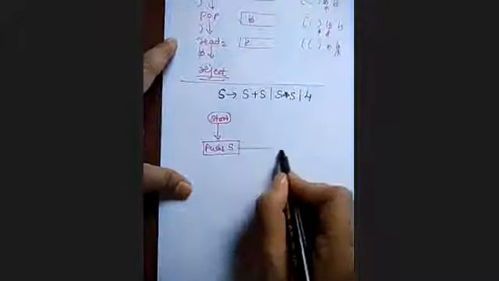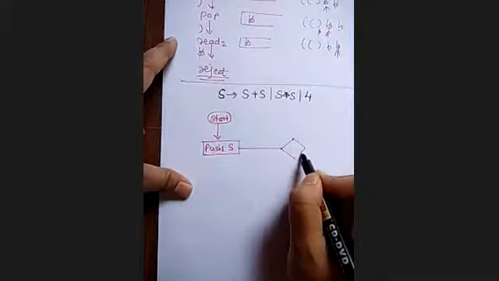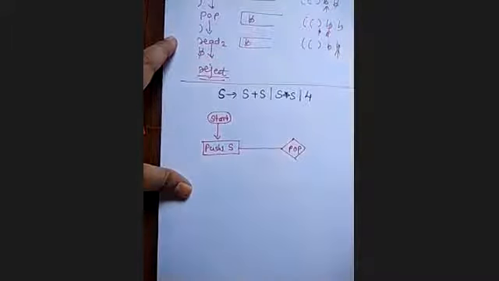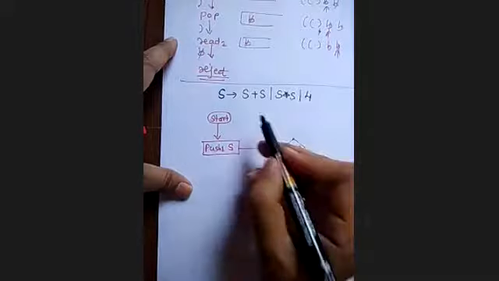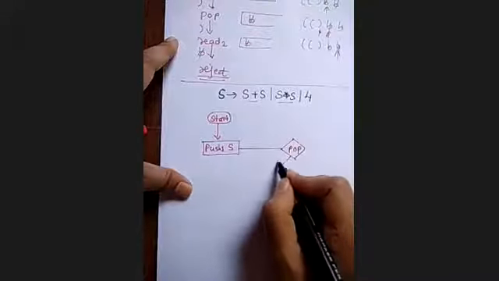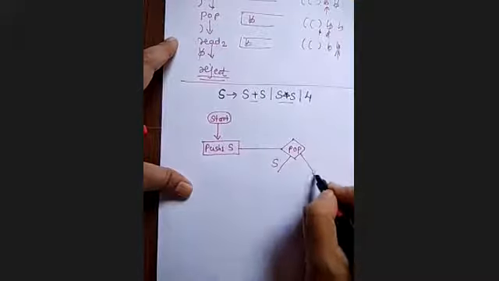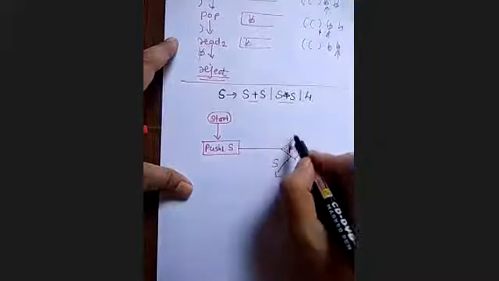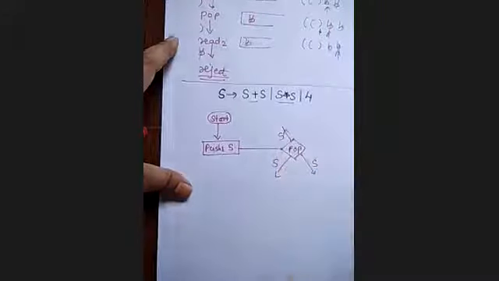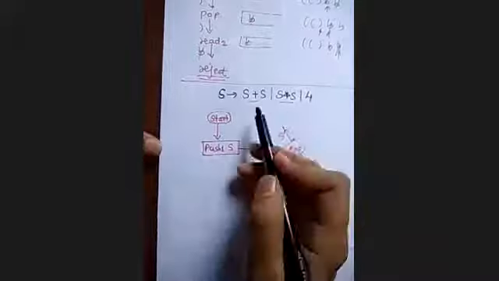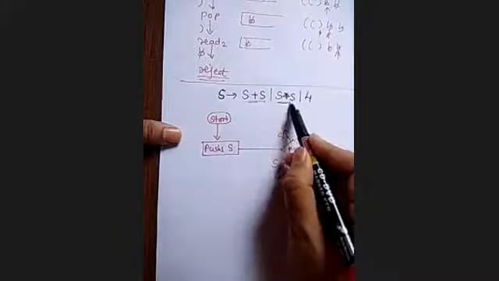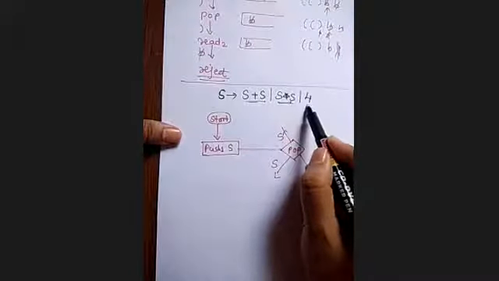After that, as I told, the next action is pop. So how many parts does S have? When you pop S, there will be 3 parts, no? Because there are 3 right hand sides. So here I'll tell the reason why I have shown this. There are 3 parts: one for S plus S, another for S star S, and the third is 4.